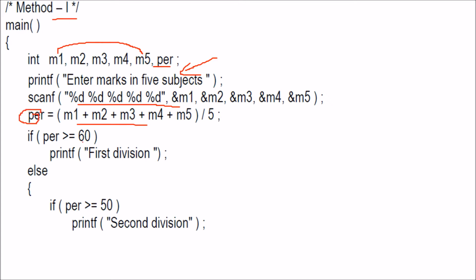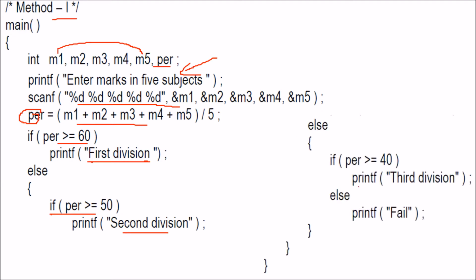If PER is greater than or equal to 60, we print first division, else if PER is greater than or equal to 50, we say second division, else if PER is greater than 40, we say third division, otherwise we print fail. So there are multiple ifs and elses we have used, and this does the job. But this is a very straightforward program. We have various if elses here.